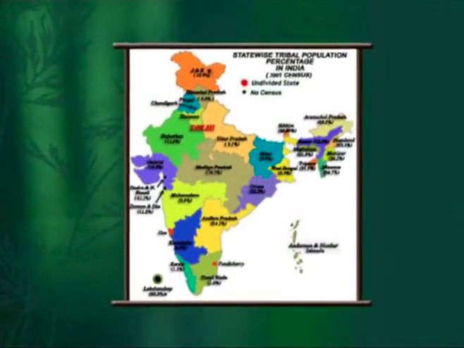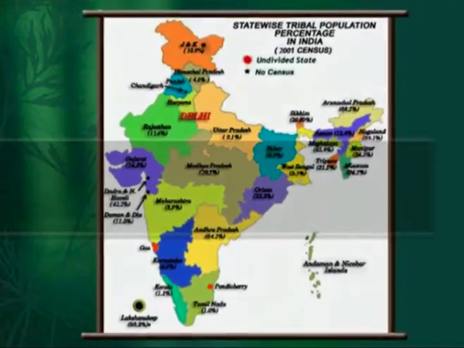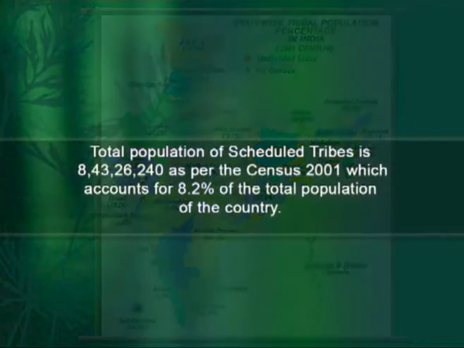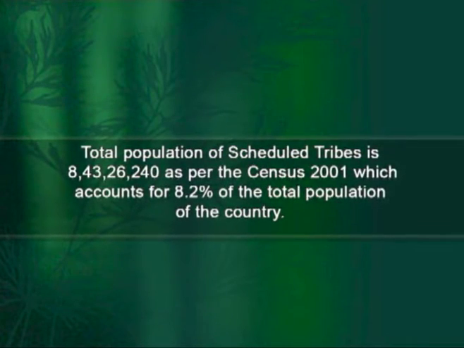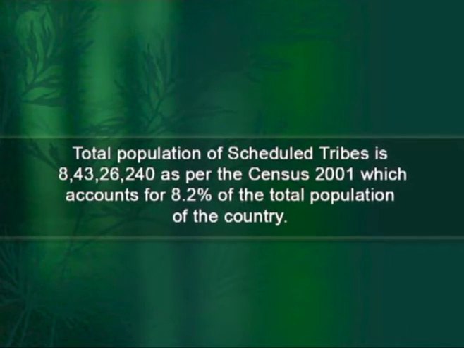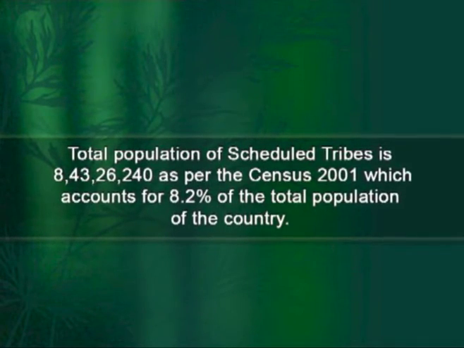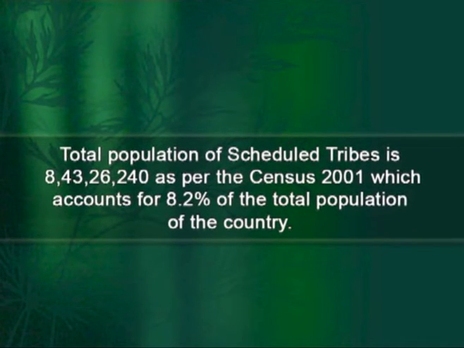The tribal population is found in almost all parts of the world. India has the largest concentration of tribal population. Total population of scheduled tribes is 8 crores 43 lakhs 26,240 as per the census 2001, which accounts for 8.2% of the total population of the country.